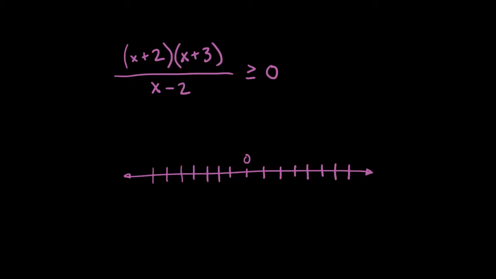The first thing I want to do is figure out where this fraction equals 0. And that's going to happen at x equals -2 and x equals -3. So right off the bat, those are two of the integers that I care about.